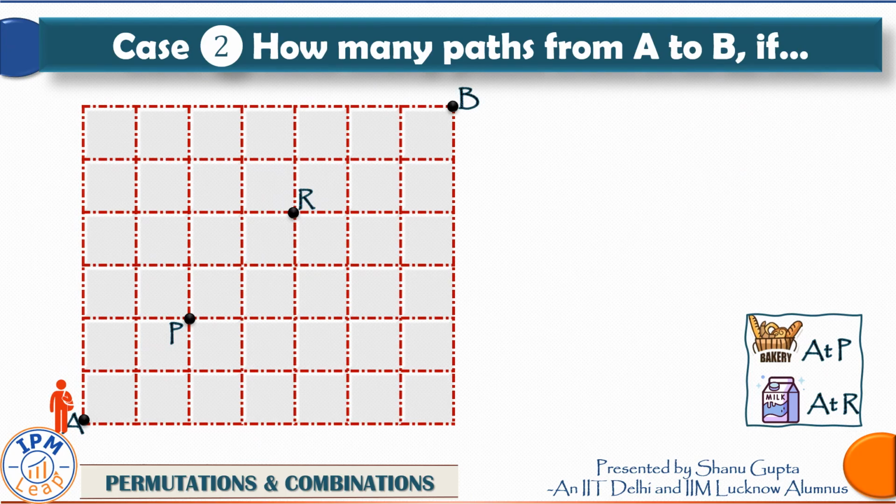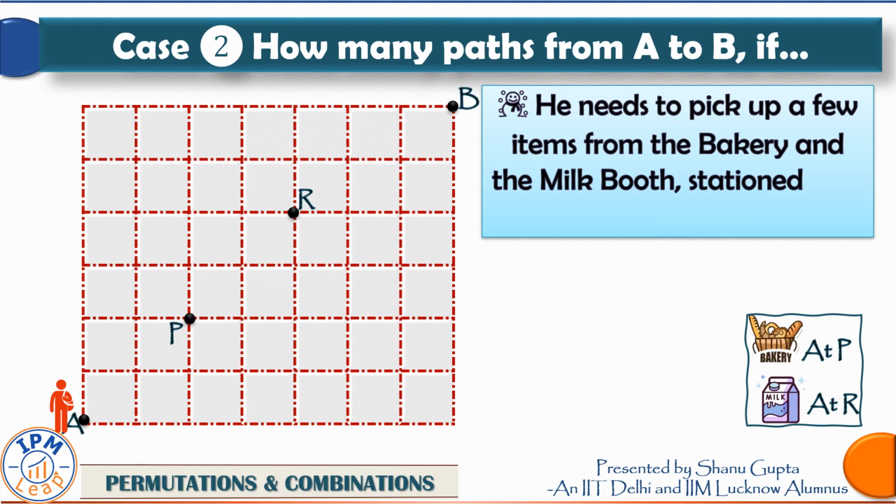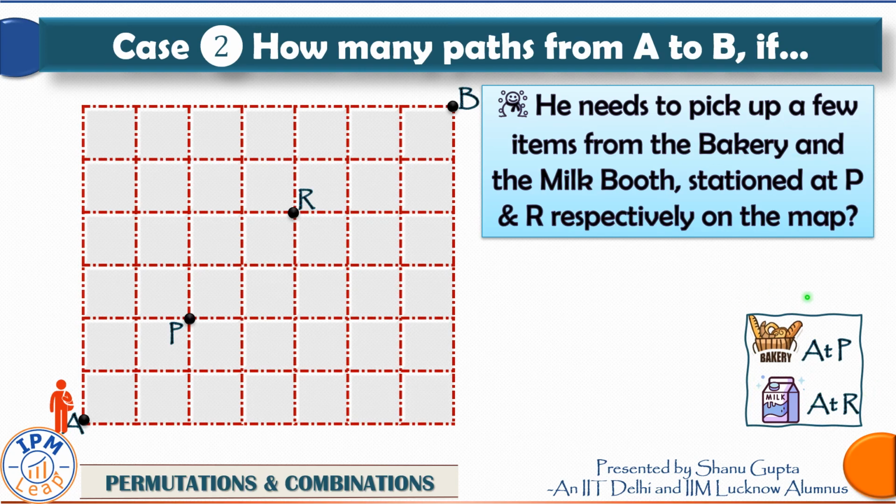Moving on, let's increase the complexity of this question and put two stops on the route. This person needs to pick up a few items from the bakery and the milk booth stationed at P and R respectively on the map. How many different paths exist from A to B if he makes these two stops at points P and R?